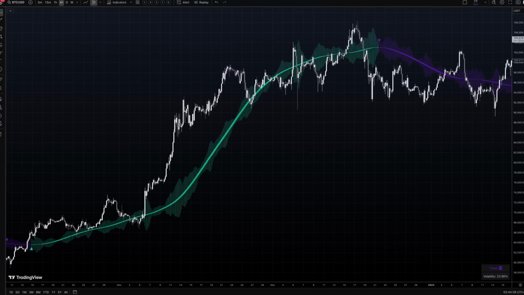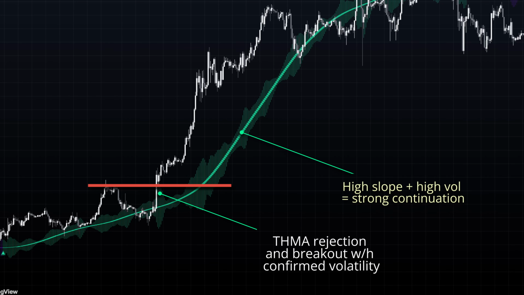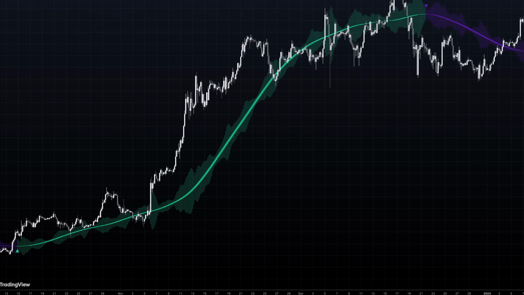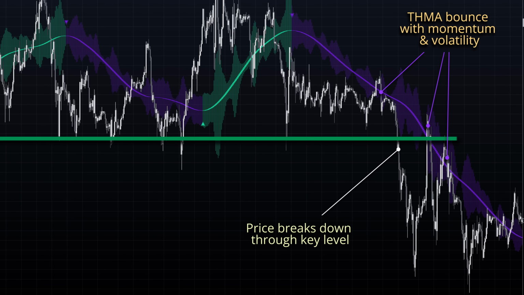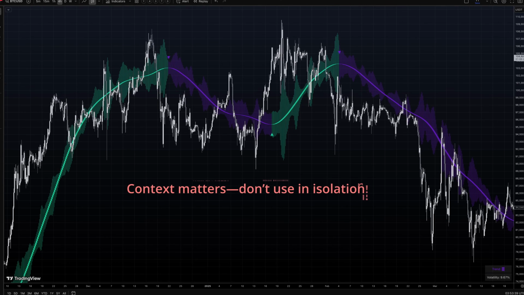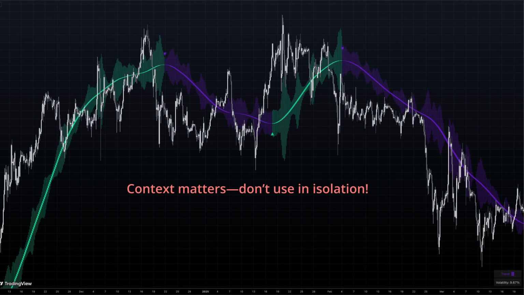Potential strategy options include trend continuation plays during strong THMA slopes confirmed by high volatility, or reversion setups as price exits the volatility channel. The indicator may also function as a visual trade filter alongside faster entries or macro-level analysis.